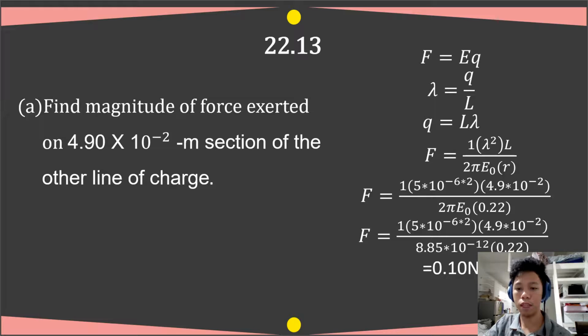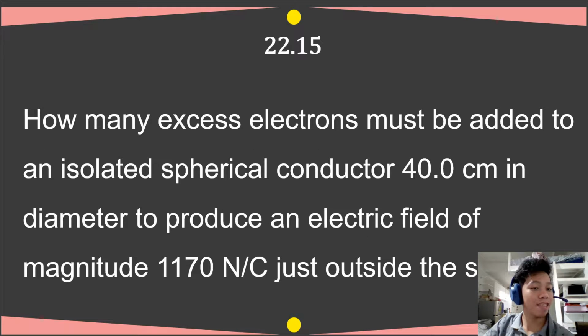After that, we're going to substitute it in the first formula, which will become F equals 1 over 2 pi epsilon times lambda squared L over R. Then we're going to substitute the given values to the formula, and we're going to get 0.1 newtons.